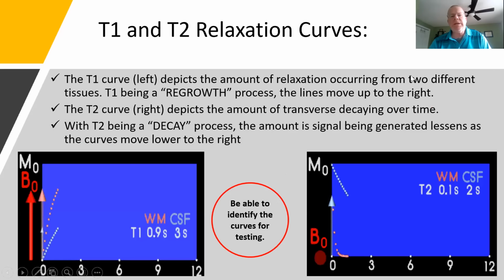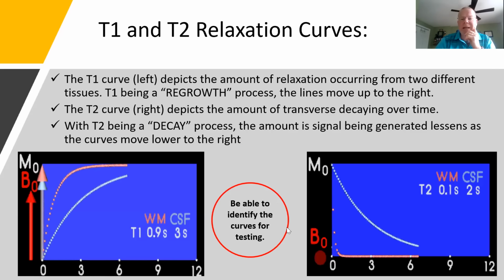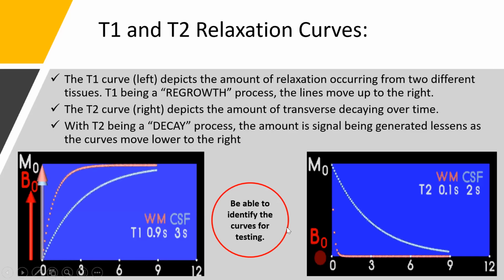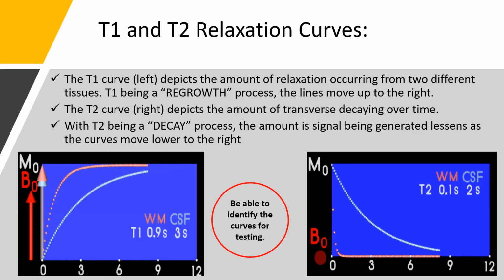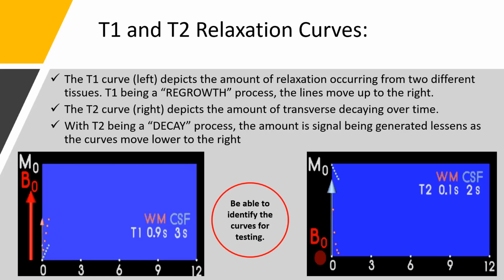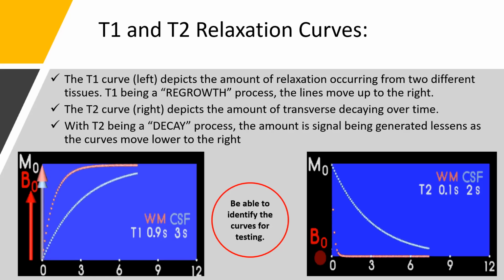Okay, so T1 and T2 curves. You guys are probably familiar with these, and that's excellent. I want you to be familiar with these. All right, so T1 curve on the left depicts the amount of relaxation occurring from two different tissues. So T1 is a regrowth process. So the vectors start at 0 over on the bottom left, and over time, everybody will T1 relax, some faster, some slower.